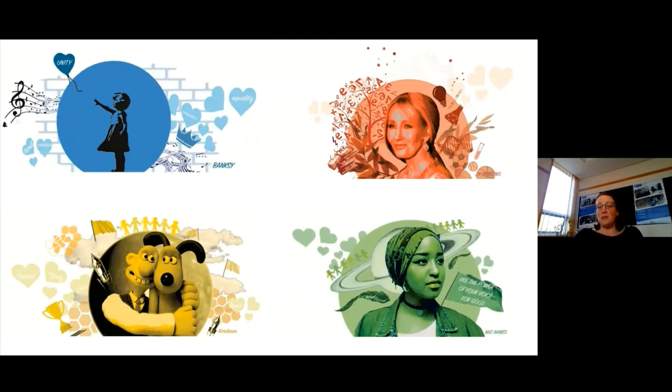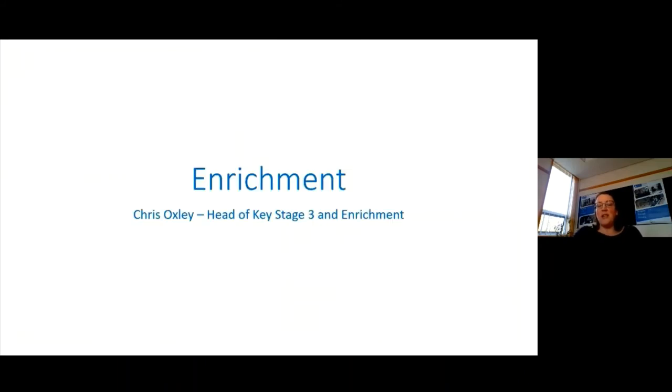One of the first ways we do this is by having four zones, or houses as they're often called, within our school, that in some way represent the real diversity that exists in Bristol. The other significant way that we want everyone to feel that sense of belonging is through the enrichment offer that we have at John Cabot. What we want students to do is feel a sense of success outside of the academic curriculum, and this is where enrichment comes in. To explain it to you, I'd like you to meet Chris Oxley, who is the head of Key Stage 3 and also in charge of enrichment.